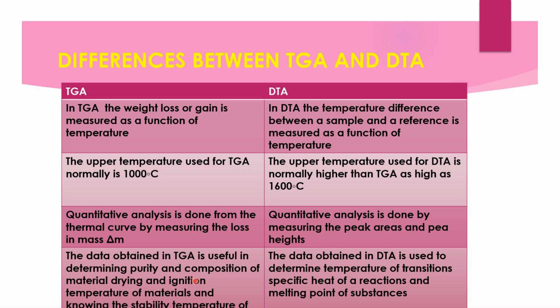Next difference is we can check the purity and composition of the material. We can find out the drying temperature, ignition temperature, and the thermal stability of a material by doing the TGA analysis. By doing the DTA analysis, we can know the transition temperature between different phases and the specific heat of a reaction. For example, if it is undergoing an oxidation reaction or reduction reaction, we can know the specific heat of the reaction, and the melting point of a substance also we can know by seeing the plot of DTA.